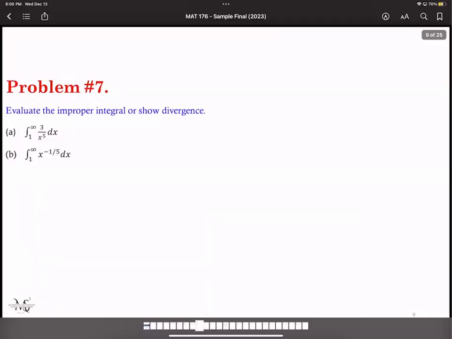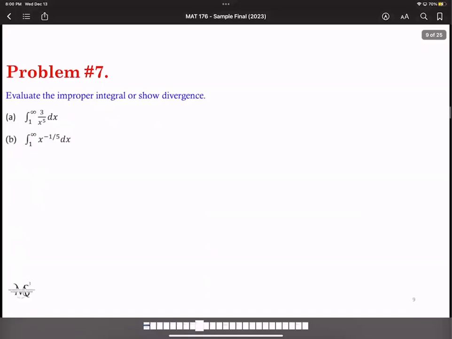So again, problem 7 states, evaluate the improper integral or show divergence. If on the sample final there's going to be two parts to this problem, a part A and a part B, then I'm pretty darn sure that on the final exam there's going to be a part A and a part B. I'm also pretty darn sure that one of the examples is going to converge and one is going to diverge. I don't know which one is going to converge and which one's divergent, but I think the procedures that we have to solve the problem are going to be the same.